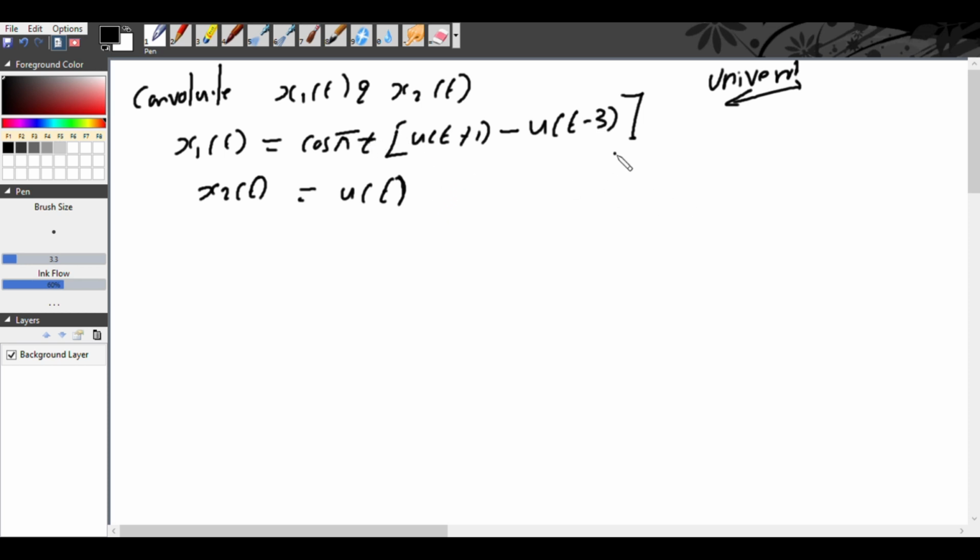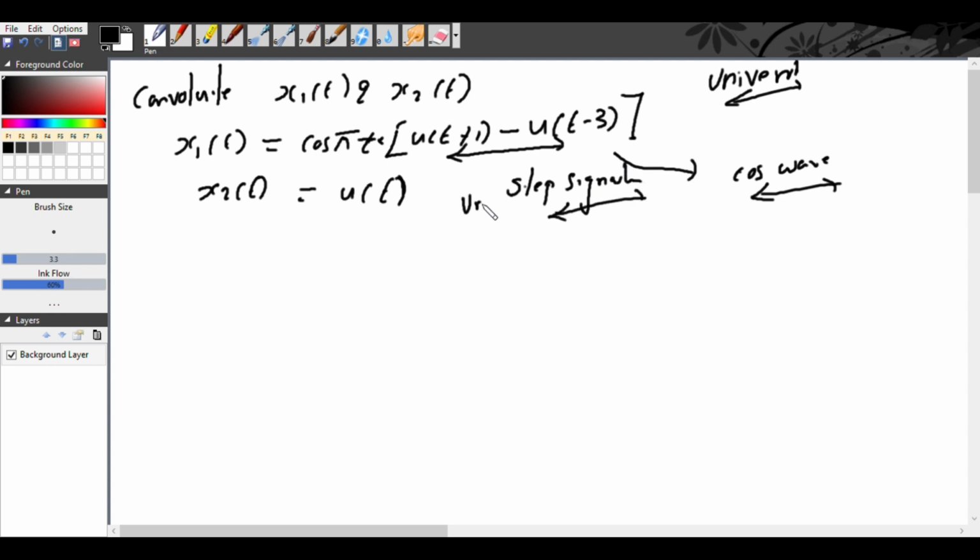This is nothing but a cos wave, a cos signal. But this has been multiplied by the difference of these two step signals. We call it the unit step signal. I hope you remember that. So the signal looks something like this. Okay, so let's try to solve this particular problem.